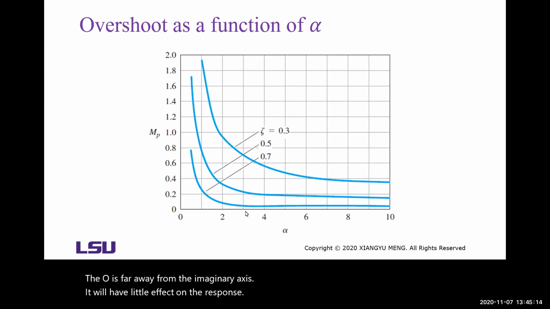Let's see, in this case, when alpha is greater than 3, it has little effect on the overshoot. But when alpha is small, the zero is close to the imaginary axis. So it has an increasing effect as alpha goes below 3, especially when alpha is 1 or less.